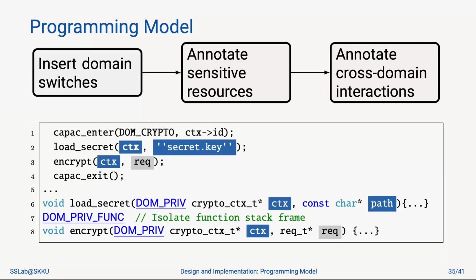Finally, the programmer may annotate cross-domain interactions. In the example shown in this slide, there's no such cross-domain interaction. But imagine, for instance, load secret and encrypt are to be placed into separate domains. Then there needs to be delegation of reference from one domain to another.